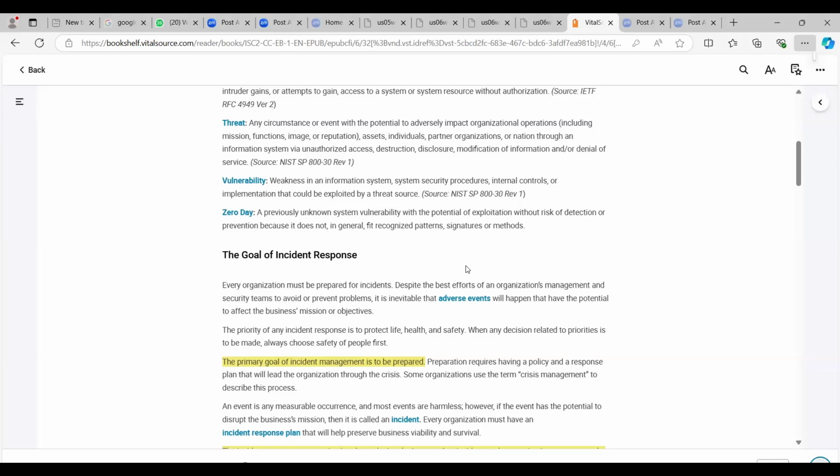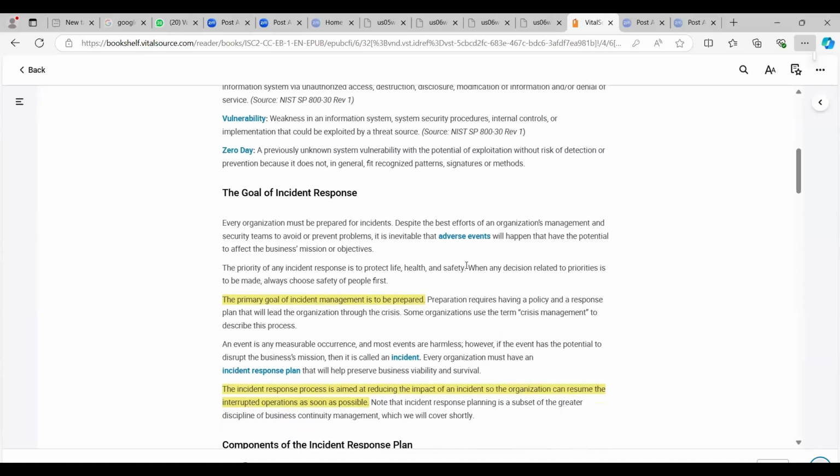That's 0-day. It has not been seen before. It's unknown to the network. So they are the most dangerous type of attack you want to encounter because there is no defense mechanism in place for them.